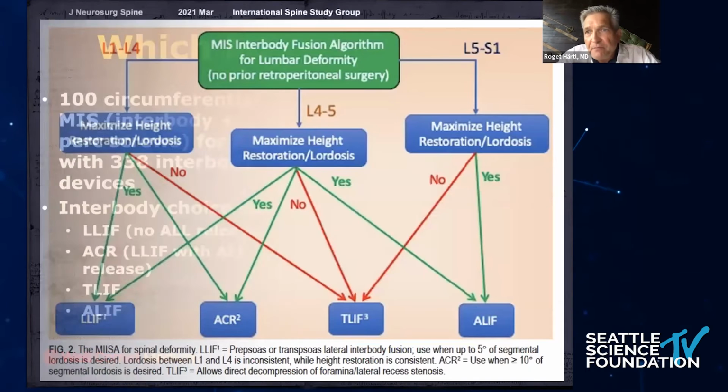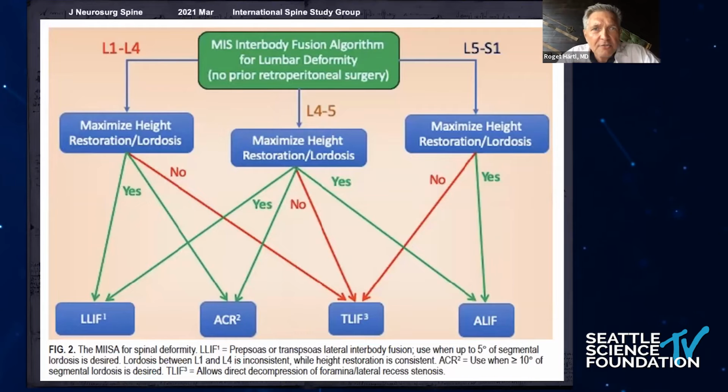I just want to show you the conclusion, which is really the algorithm. So that's the MIS interbody selection algorithm, which is totally rational. I think it makes a lot of sense, and I think it takes a lot of the mystery out of the decision-making process. Obviously, if you need to treat L1 to L4, you have a multitude of options. You can do a straight lateral approach without ALL release. You can do an ACR where you release the ALL and then maybe use an expandable or a hyperlordotic cage.